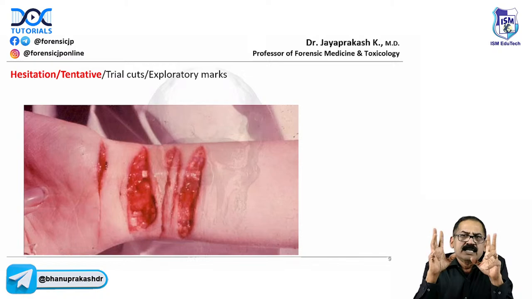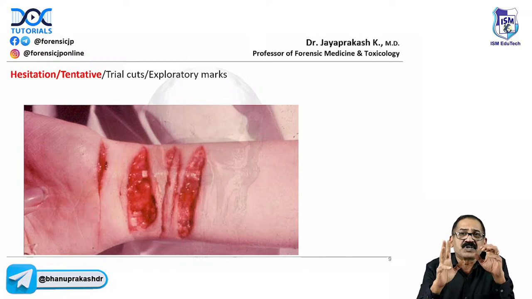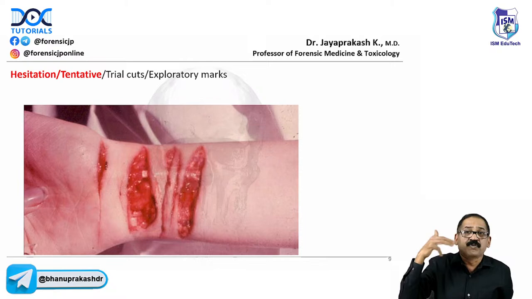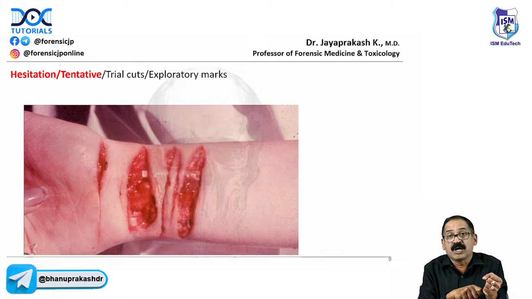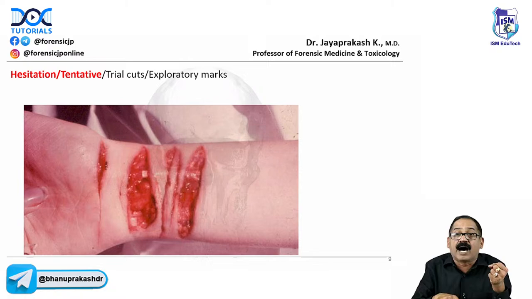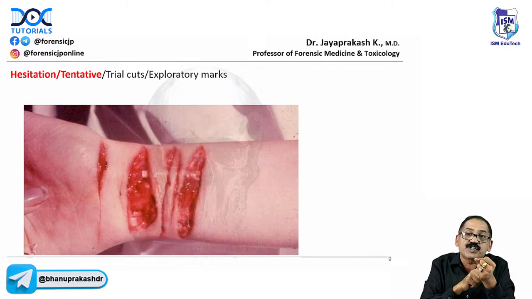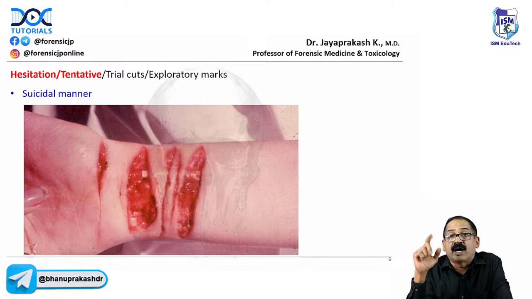People say that the one who commits suicide is a coward, but it is not so easy to get the courage to commit suicide. Before committing suicide, to gather sufficient courage, a person may take a knife and make some trial cuts, rehearsal cuts, or he may go on thinking, shall I die, shall I die? At the end, he thinks, let me die, and he goes for a deep cut. The tentative or superficial cuts he makes under hesitation are known as hesitation cuts, exploratory marks, or suicidal in manner.